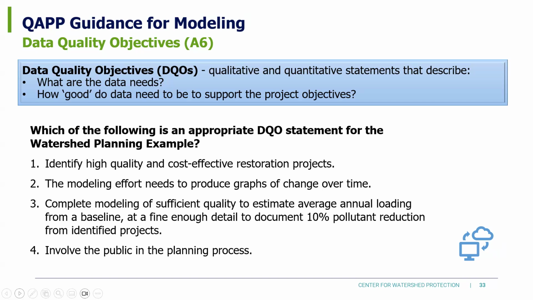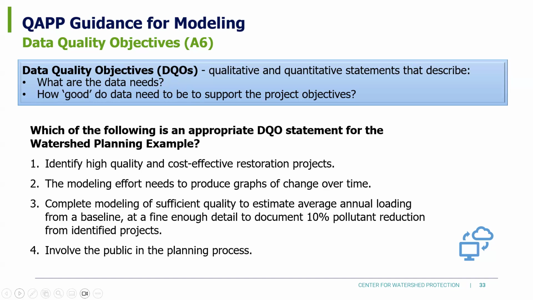This will look familiar from the other two. This is the data quality objectives. What are the data needs and how good do the data need to be to support the project objectives? And sometimes for modeling, the question is also how good does the model need to be? The model that I selected, how good does it have to be? So what would be a good example of a good DQO statement for the watershed planning example?